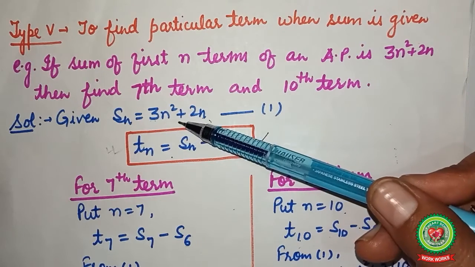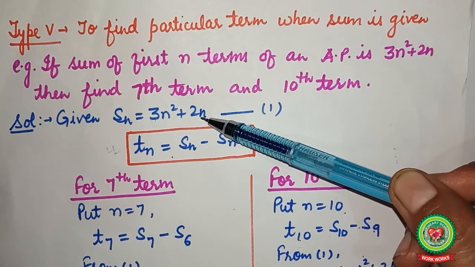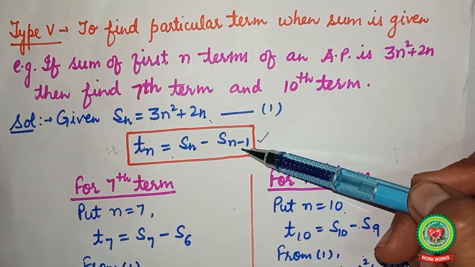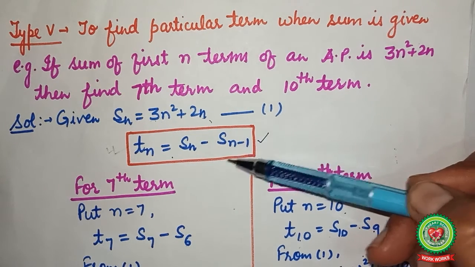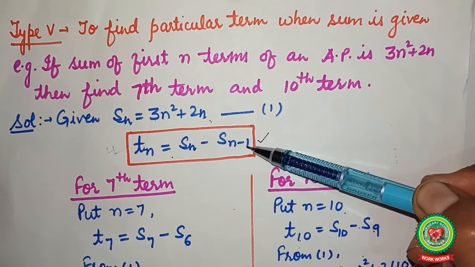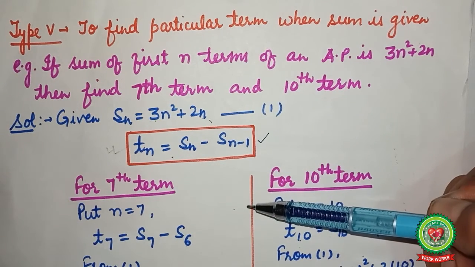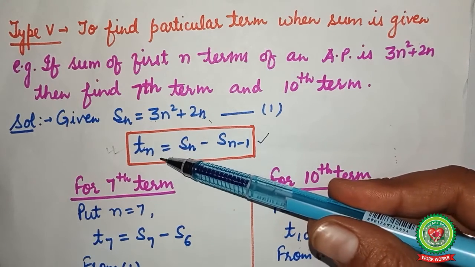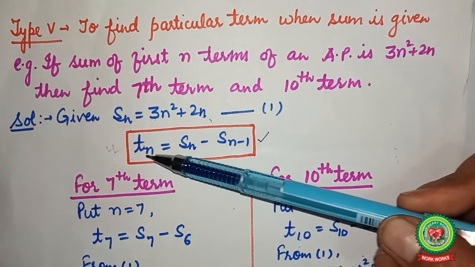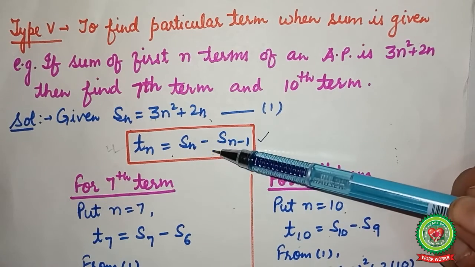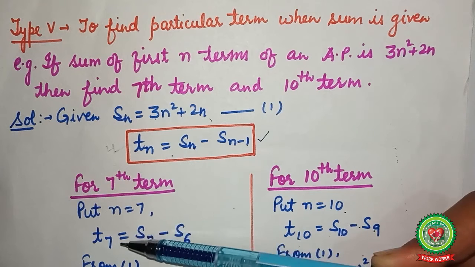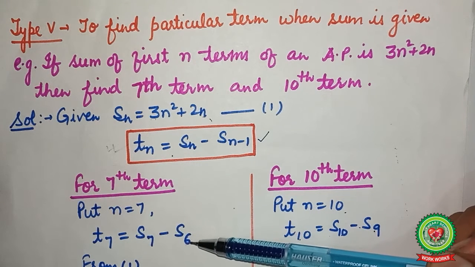Sn is equal to 3n square plus 2n. Now we have to find the term. So this is a relation between the term and the sum. That is, Tn is equal to Sn minus Sn minus 1. You have to remember this formula. Now for 7th term, put n is equal to 7. So we get T7 is equal to S7 minus S7 minus 1. So finally it is T7 is equal to S7 minus S6.